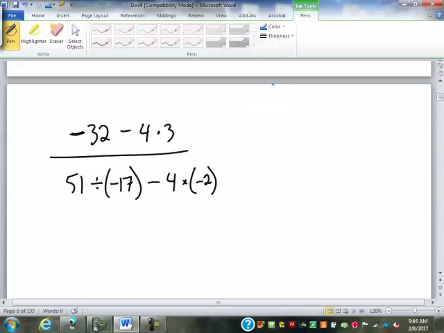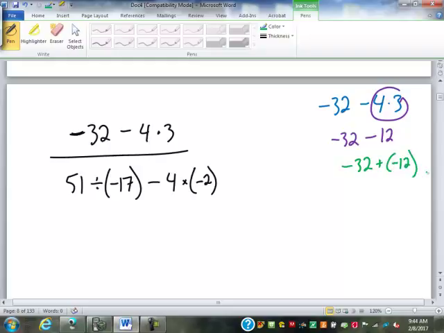Something like this, what do we have to do first? We have to do the whole top first. So I've got negative 32 minus 4 times 3. Now here it probably would be simplest to do plus a negative 4 and do negative 4 times 3. But we're going to do the 4 times 3 is 12. So we've got negative 32 minus 12. And now we're going to have to change this to negative 32 plus a negative 12.